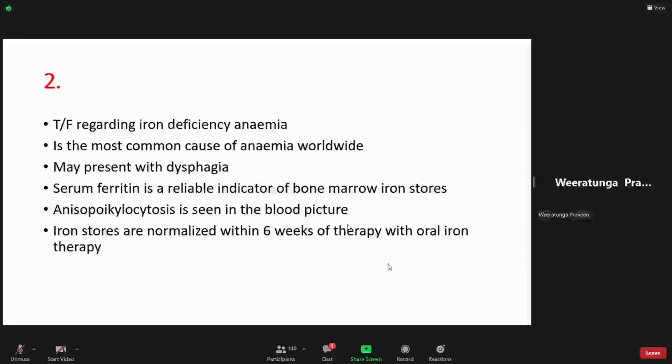Right? So serum ferritin is a reliable indicator of bone marrow iron. It's a bit difficult to answer, but you need to know the basis of this. Serum ferritin, yes, is a reliable indicator, but it's not the best indicator because it can be affected by inflammation, right? And inflammation increases the serum ferritin level. The best indicator of bone marrow iron stores is to stain the bone marrow with Pearl's stain, right? And you can see the iron staining in the bone marrow. That is the best indicator of iron stores in the bone marrow.